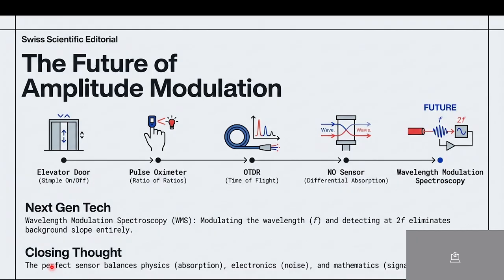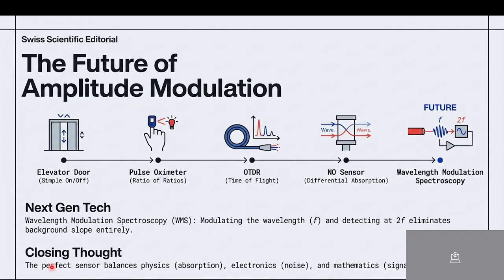Then OTDR can be calculated. Then differential absorption we have discussed. Then wavelength modulation spectroscopy, where the frequency will be doubled, like nonlinear optics. So next generation technology includes wavelength modulation spectroscopy. Modulating the wavelength and detecting at 2f eliminates background slope entirely.